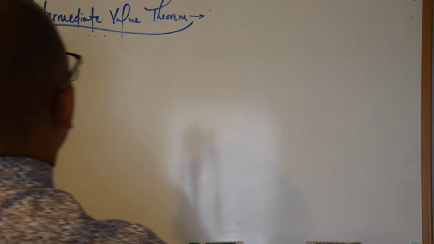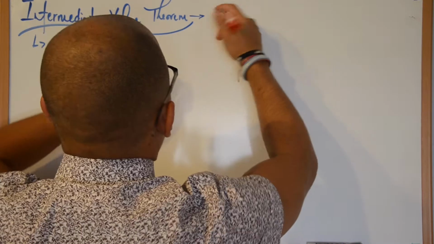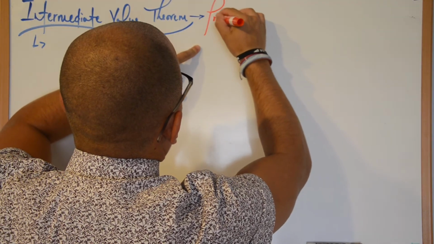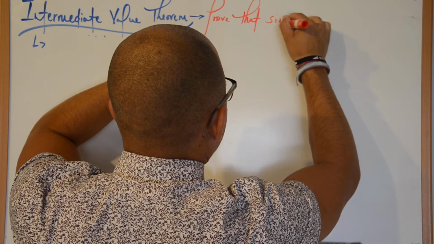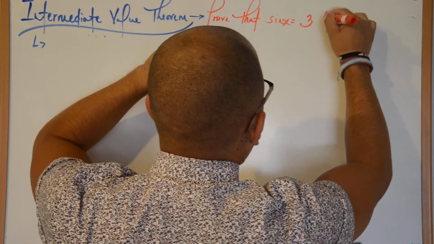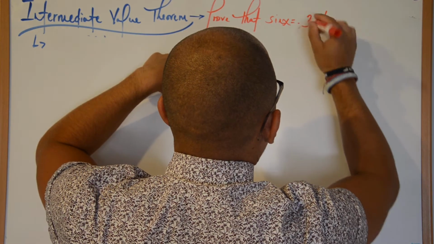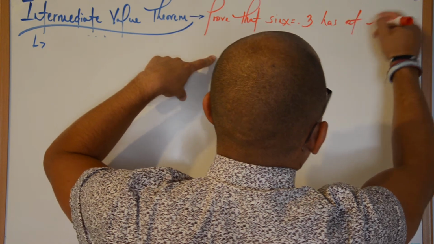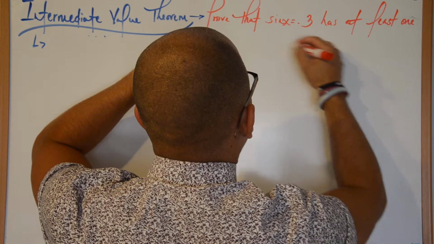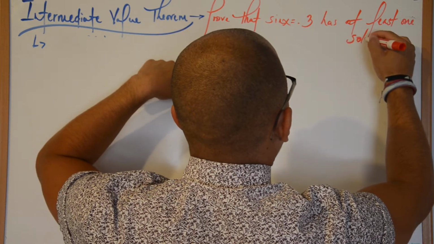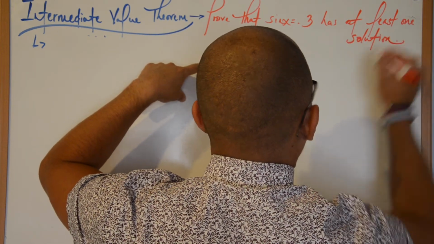Okay. Let's say that we need to prove that sine of x equals 0.3 has at least one solution.